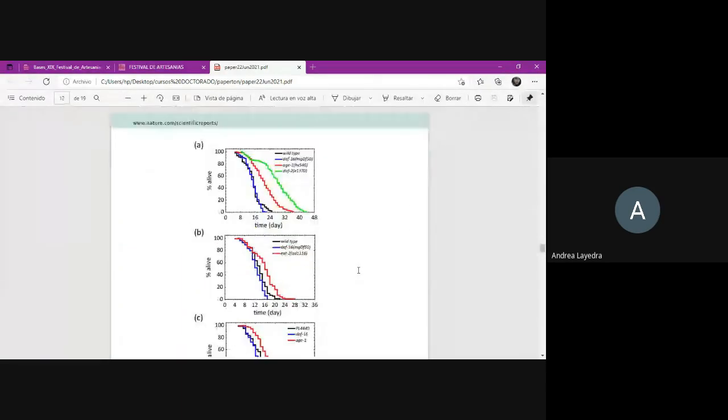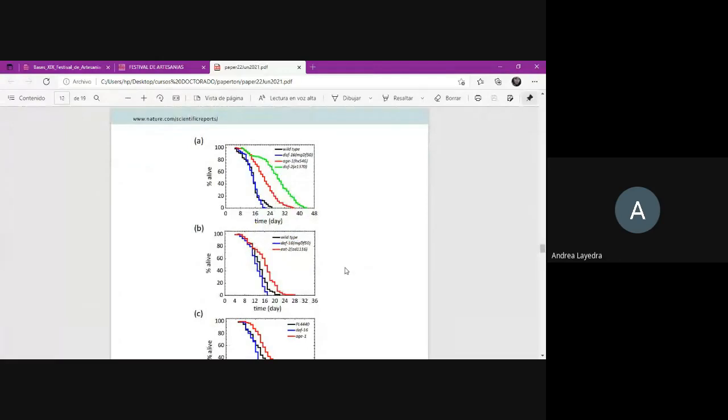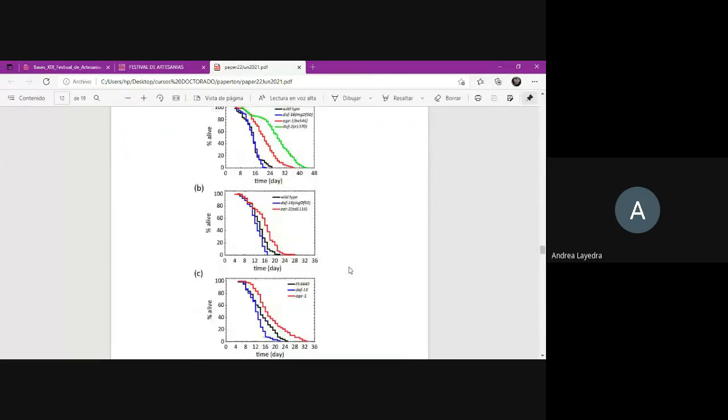Lifespan studies were also performed using long-lived genetic mutants, indicating that water stress due to daily washing and feeding does not cause undesirable results.